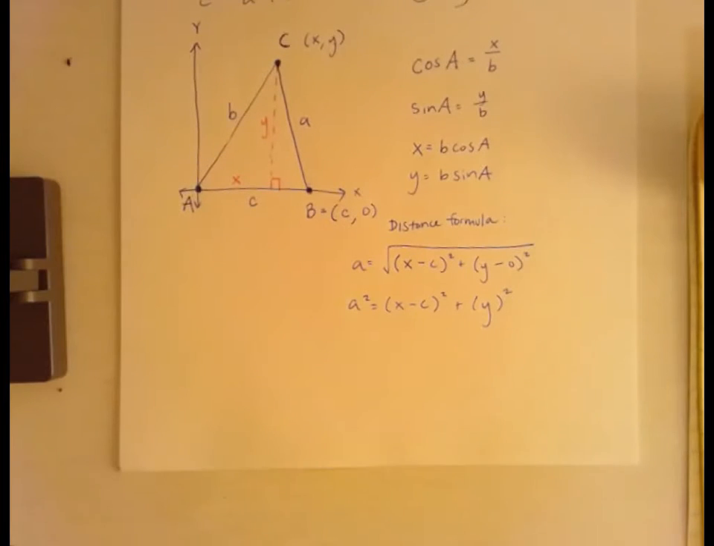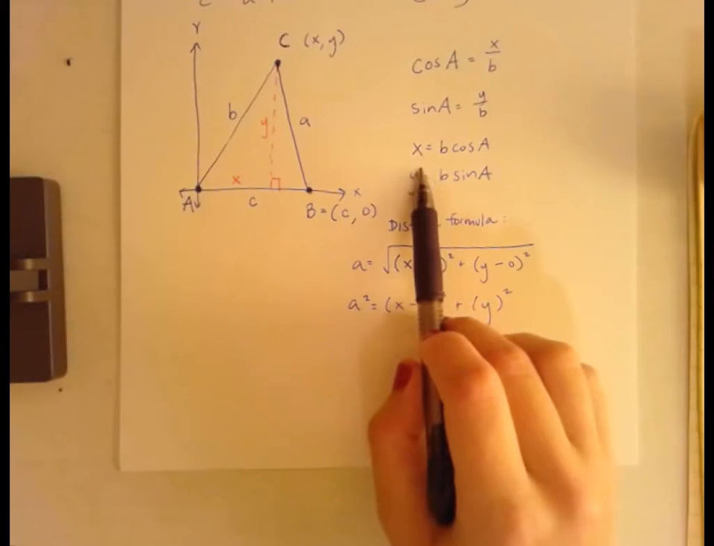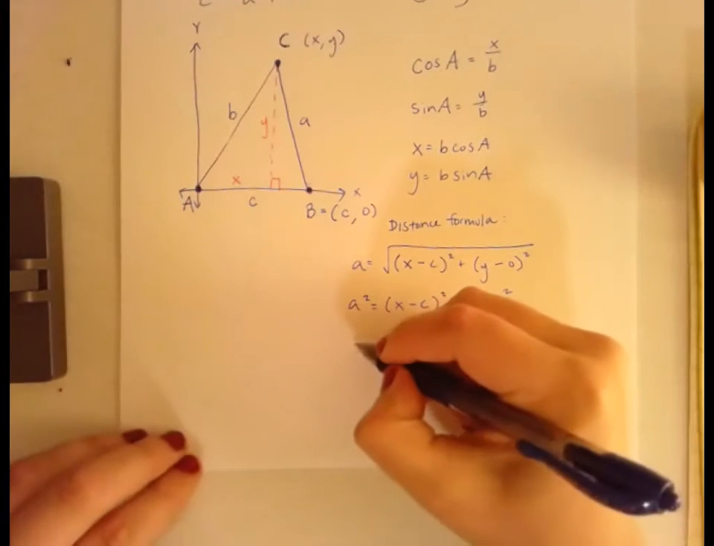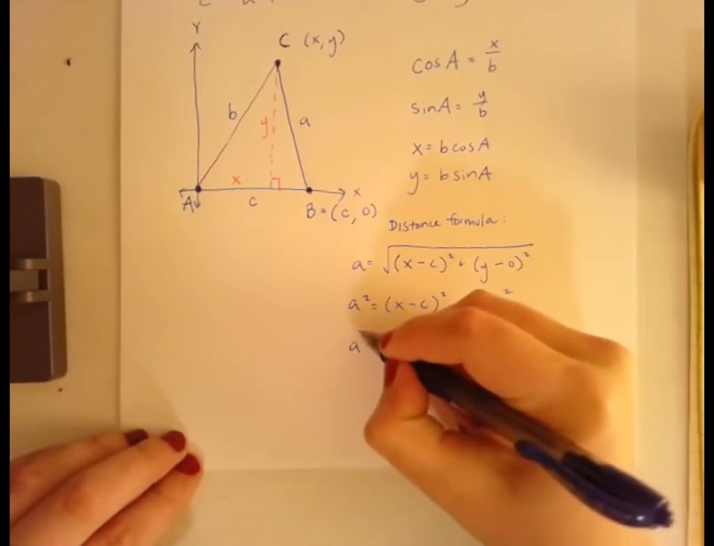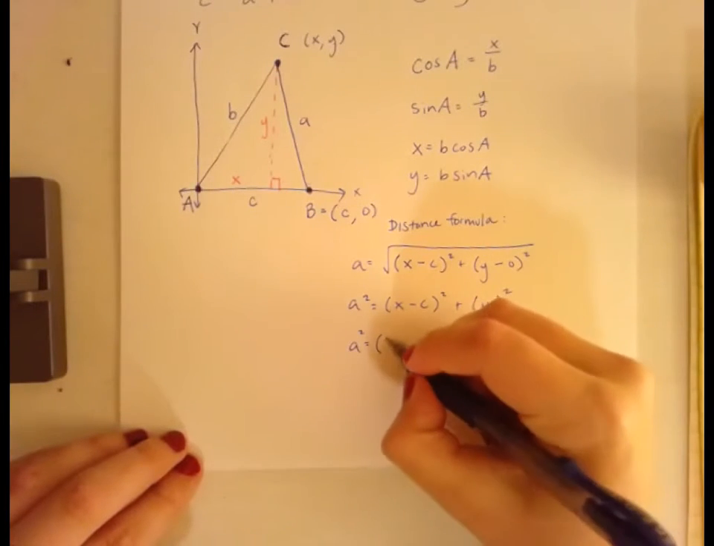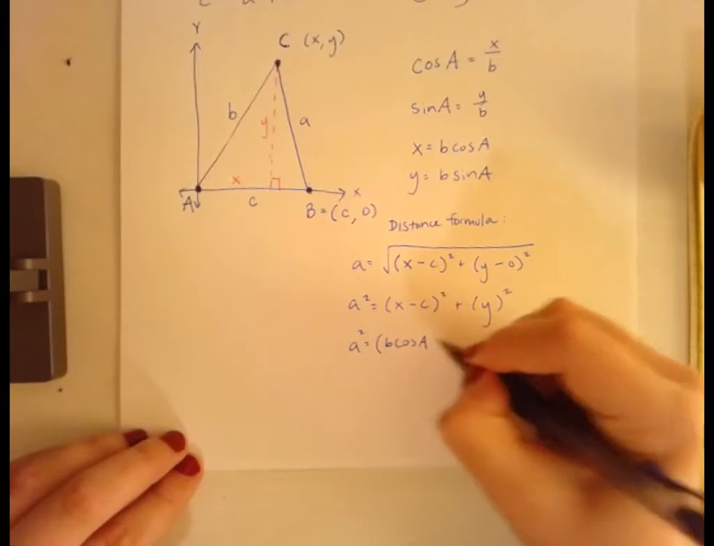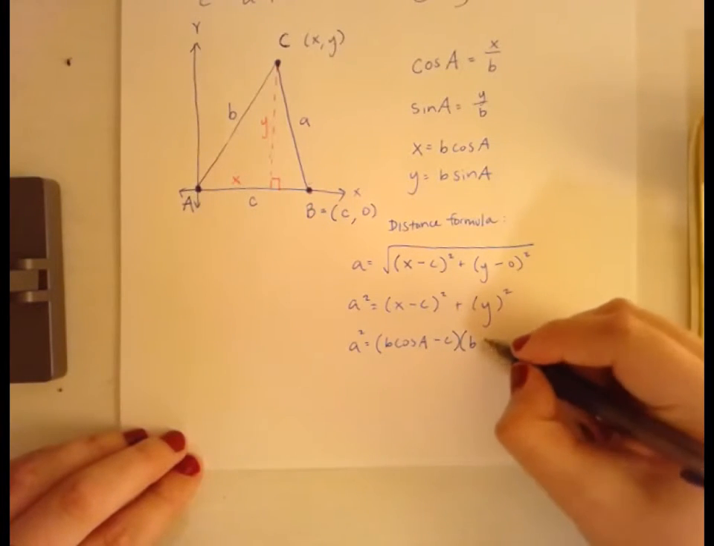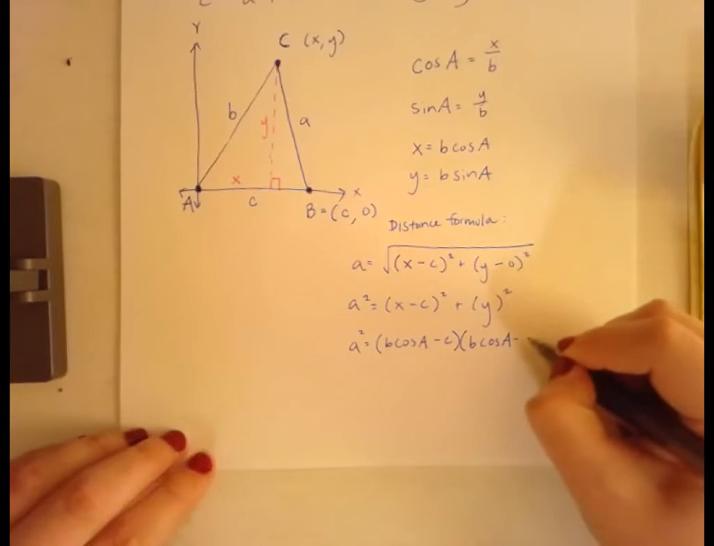And from here, what I can start to fill in are my equations for x and for y, right? I have things that I should substitute in for x and for y, so let's go ahead and do that next. A squared equals b cosine A minus c, and I'm going to FOIL that out because it's a binomial squared.